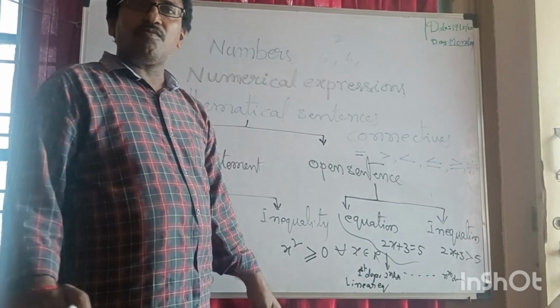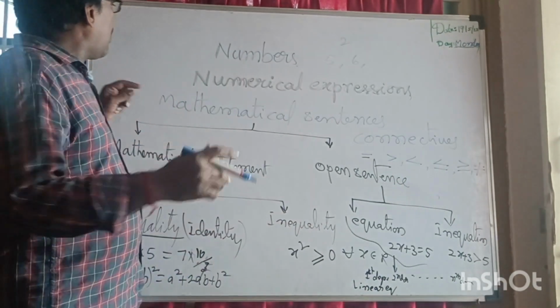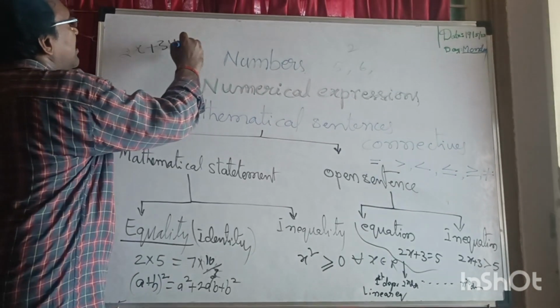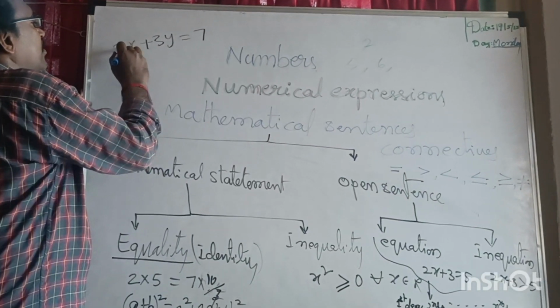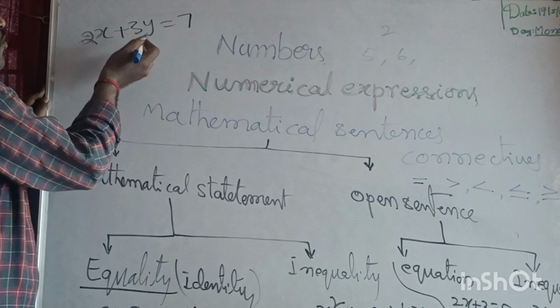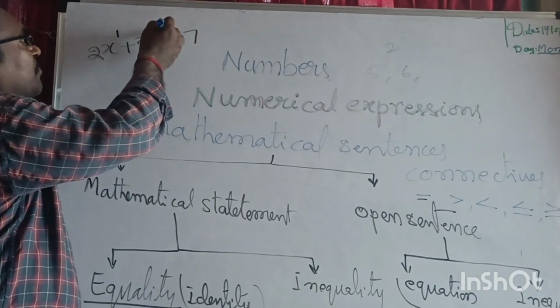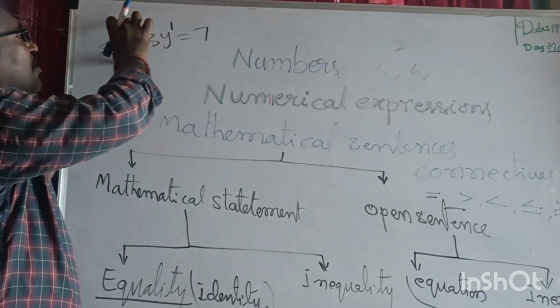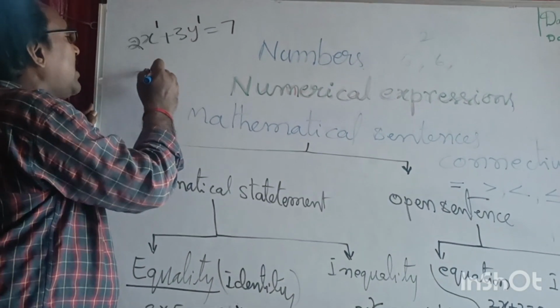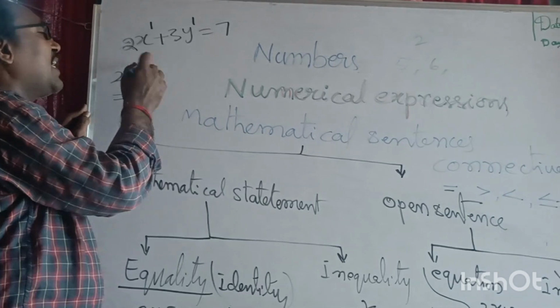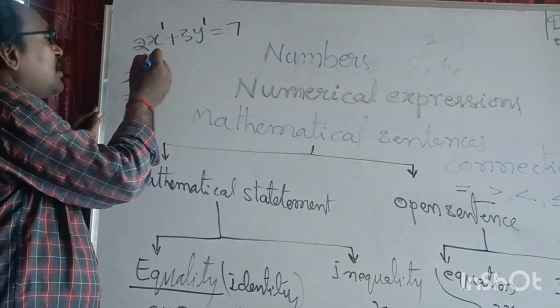Linear equations. First degree means how are they? Something like this: 2x plus 3y is equal to 7. Here we have two variables, but their exponent is 1. Exponent is 1 means it is called first degree. Suppose you have written 2xy. 2xy is nothing but a second degree expression. This is 1.